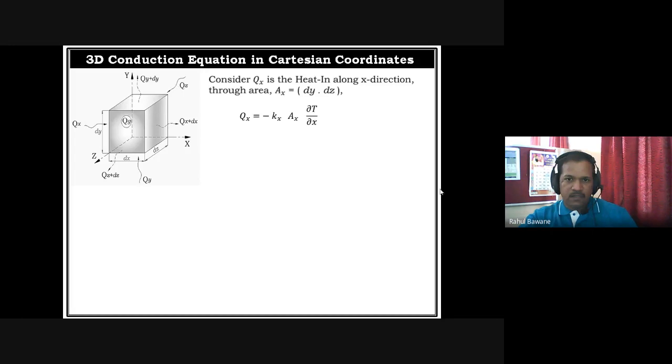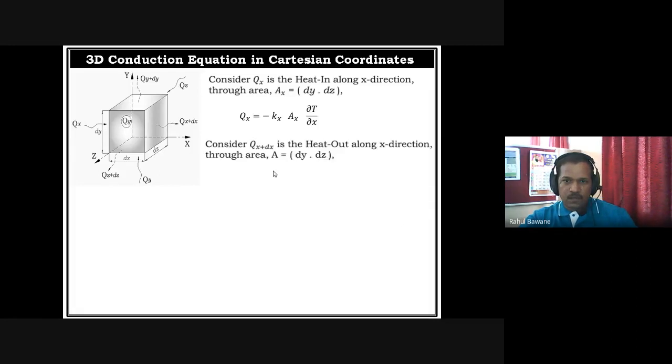Now apply Fourier's law of heat conduction. Qx is equal to minus kx times Ax times del T by del x. Why kx? Because we are considering only the x direction, so the thermal conductivity in the x direction is kx. Ax is the area in the direction of x, which is the cross-sectional area. Here we put the minus sign, which means dT is the lower value minus the higher value.